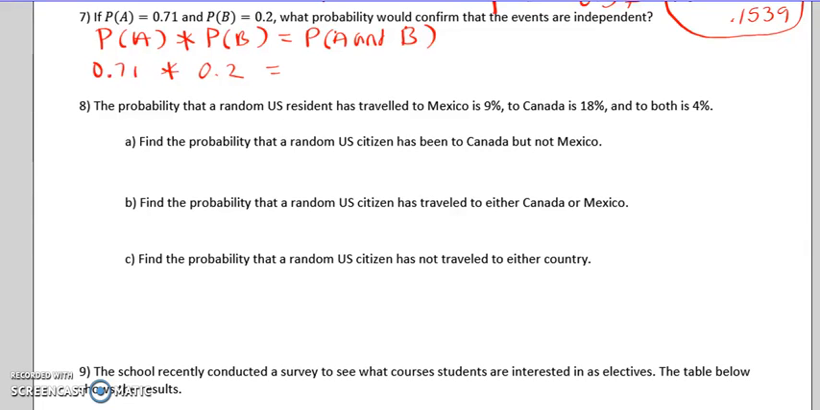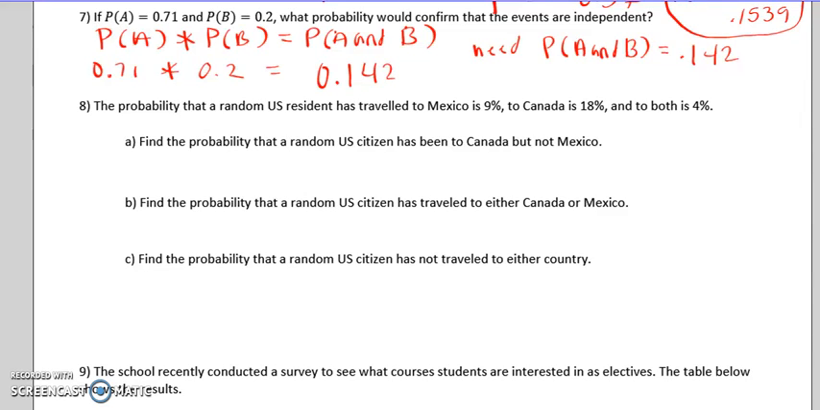So the probability of A, 0.71, times the probability of B, 0.2, equals 0.142. So to verify it, we would need the probability of A and B to equal 0.142. And if it did, that would tell me that the events A and B are independent events.